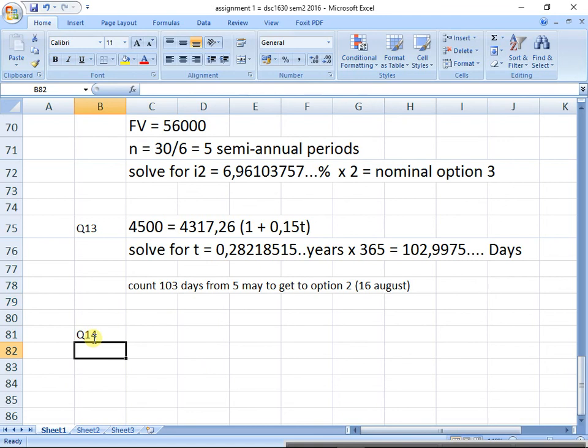Okay, question 14. 14 was the most difficult question in this particular assignment. This particular question needs a timeline. Note well, this is a tough one.